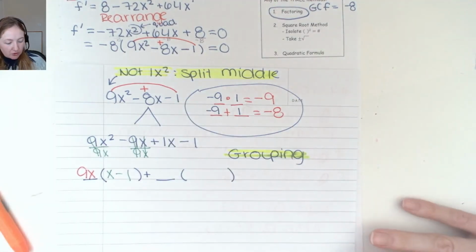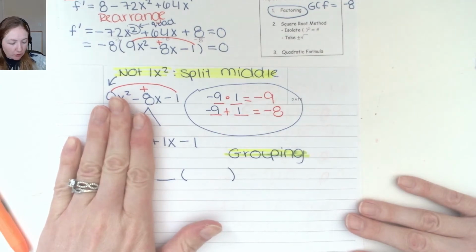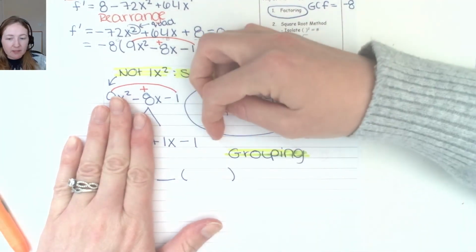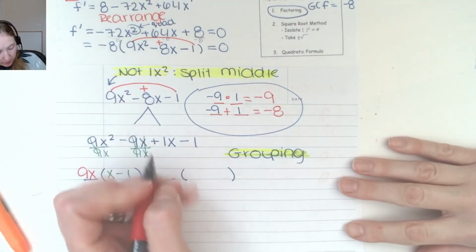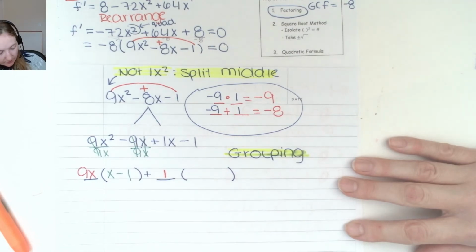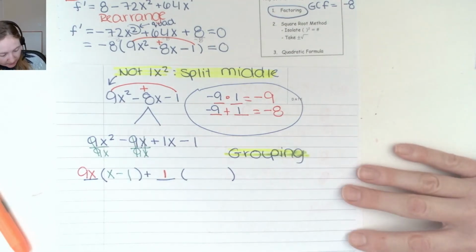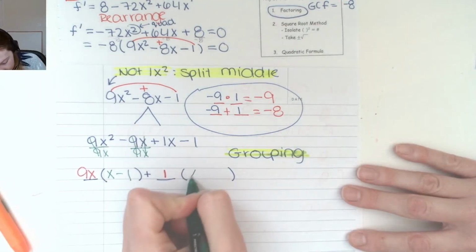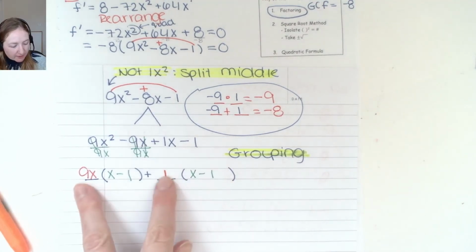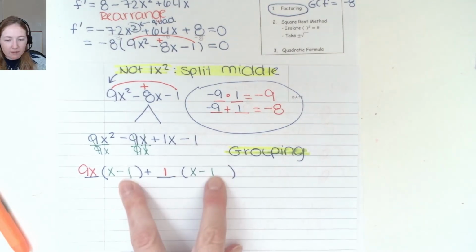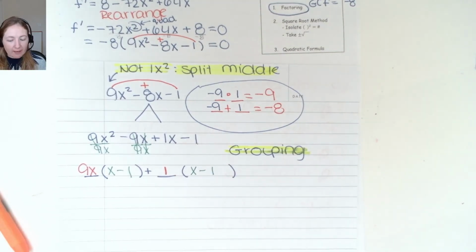Then I look at the GCF for my second group. For my second group, I have an x minus 1. There's nothing in common there beyond just 1, so my GCF would be a 1. If I take out a 1, I'm left with x minus 1. So I take out GCFs of each group, and then what's left over is this x minus 1 factor.